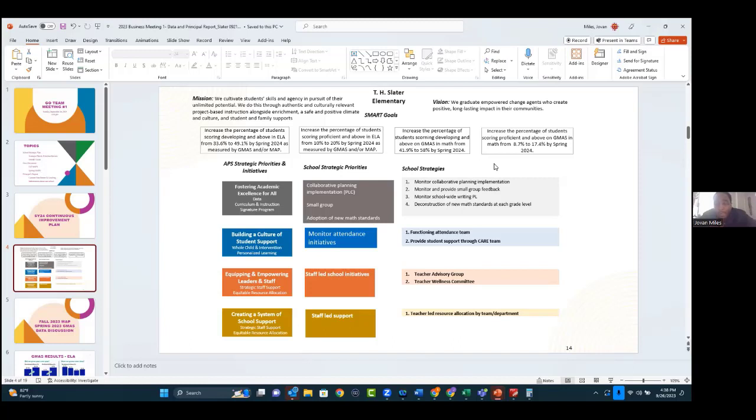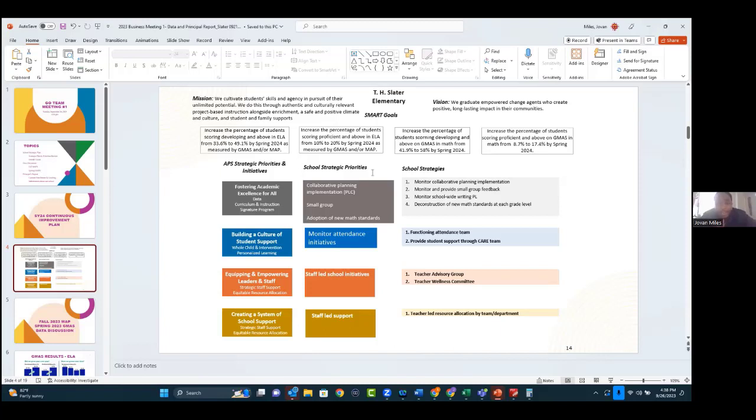The math SMART goal is to increase the percentage of students scoring developing and above on GMAS in math from 41.9% to 58% by spring 2024. And that last SMART goal is to increase the percentage of students scoring proficient and above on GMAS in math from 8.7% to 17.4% by spring 24.